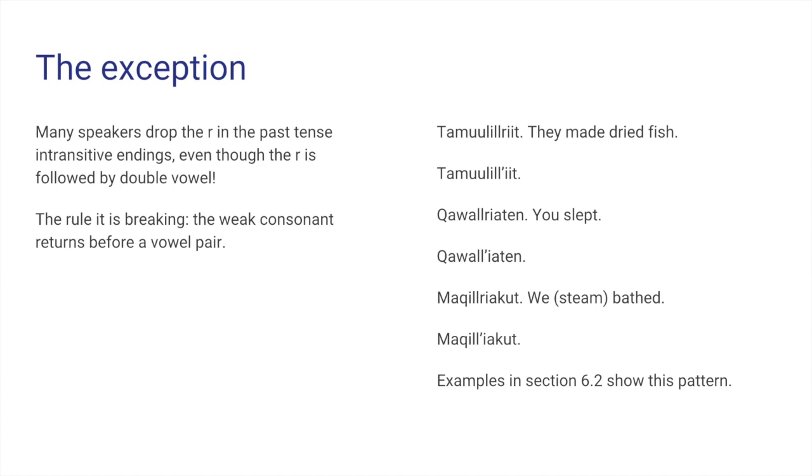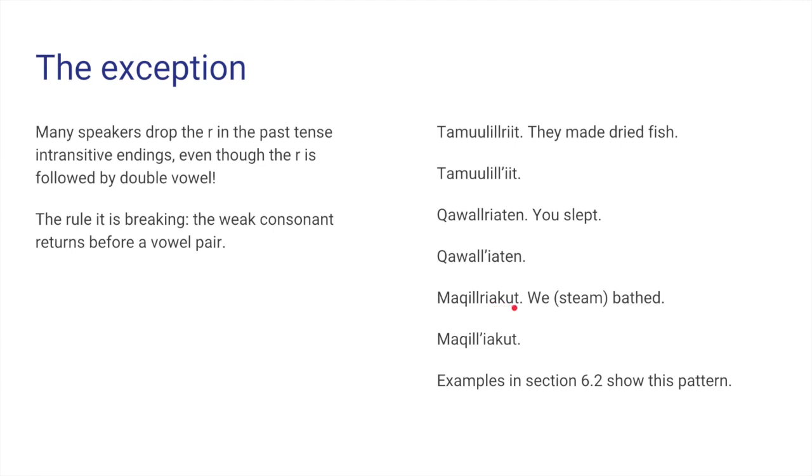So these are from chapter 6, section 6.2. And this exception is pretty much the only one. But many speakers drop the R in the past tense intransitive endings. So these are the past tense intransitive endings. Things like chleanga, chleit, chleaten, chleagut. And usually those are written as double L, R, and then two vowels and the ending. So all of these have that: double L, R, two vowels, and the ending.